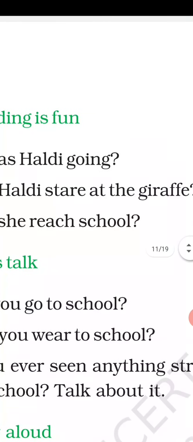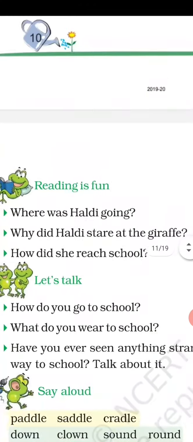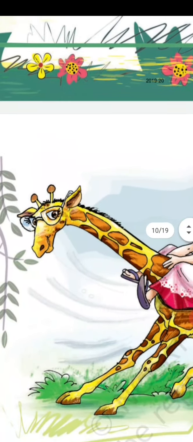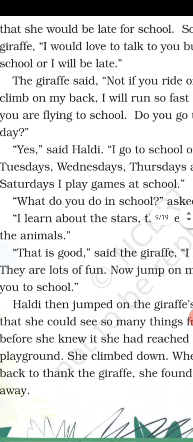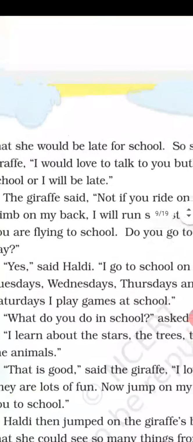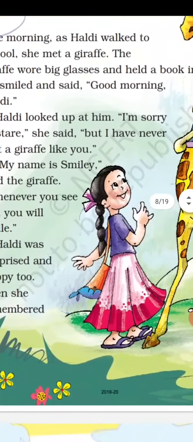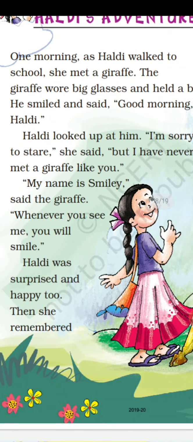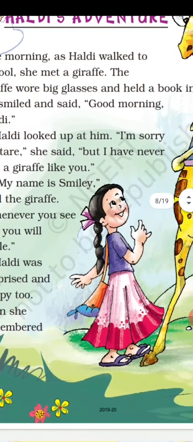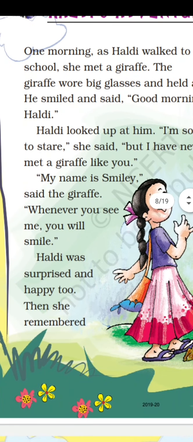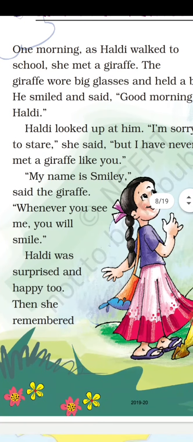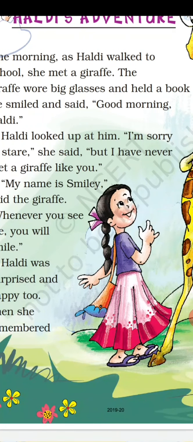Now, second question. Why did Haldi stare at the giraffe? Why was she staring at the giraffe? Children, you could have two answers for this, but I will just show you both the answers. We have to go back to the first page again. Here, Haldi looked up at him. "I'm sorry to stare," she said, "but I've never met a giraffe like you." That's what she said. So Haldi stared at him because she had never met a giraffe like him. This could be one answer.